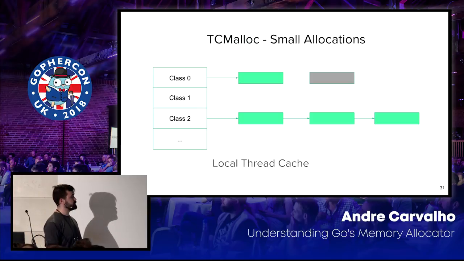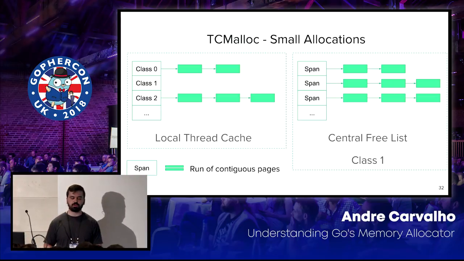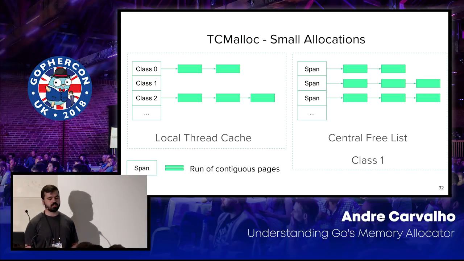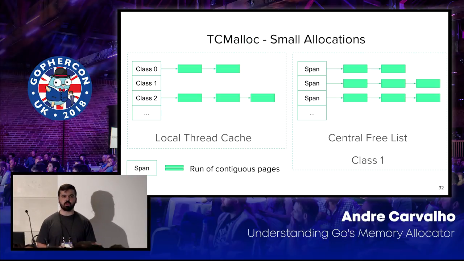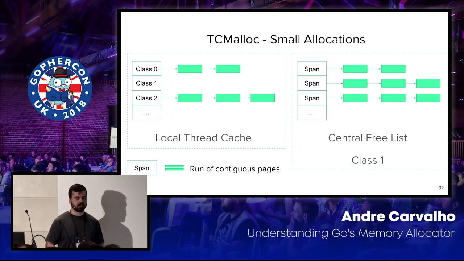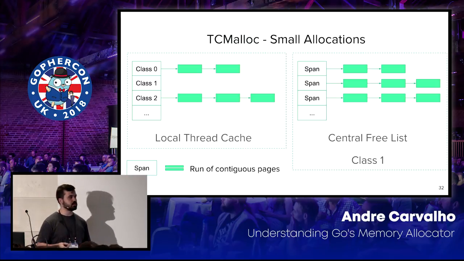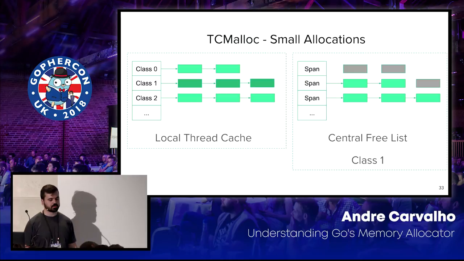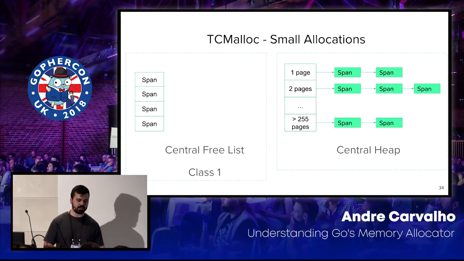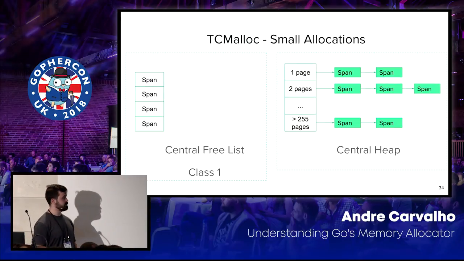If the allocation is actually for class 1 and we are lacking any objects on the free list, we need to go to a more central structure, which is the central free list. There is a central free list for each of those classes, and those are shared between all threads, so it needs to acquire a lock. The local thread cache is simply going to ask for a bunch of objects from the central free list. And those are added to the free list, and one of them is going to be used to fulfill the allocation. But what happens if the central free list has no spans available?